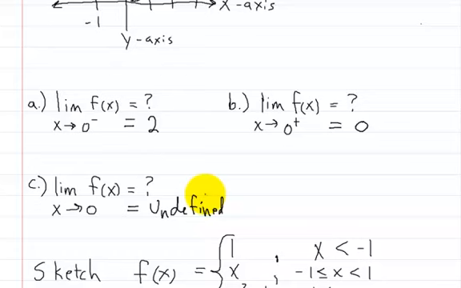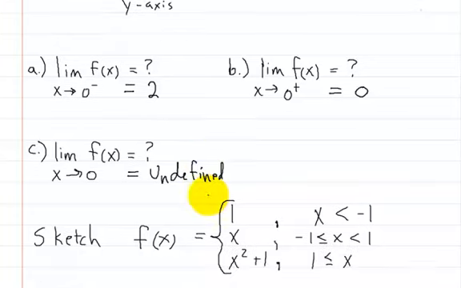Okay, so now let's see. You might come into other problems where it says to sketch some function f of x. Here we have f of x, and we're given this in order to graph it. It says f of x is equal to 1 when x is less than negative 1. F of x is equal to x when x is less than 1 and greater than negative 1. And f of x is equal to x squared plus 1 when x is greater than 1.